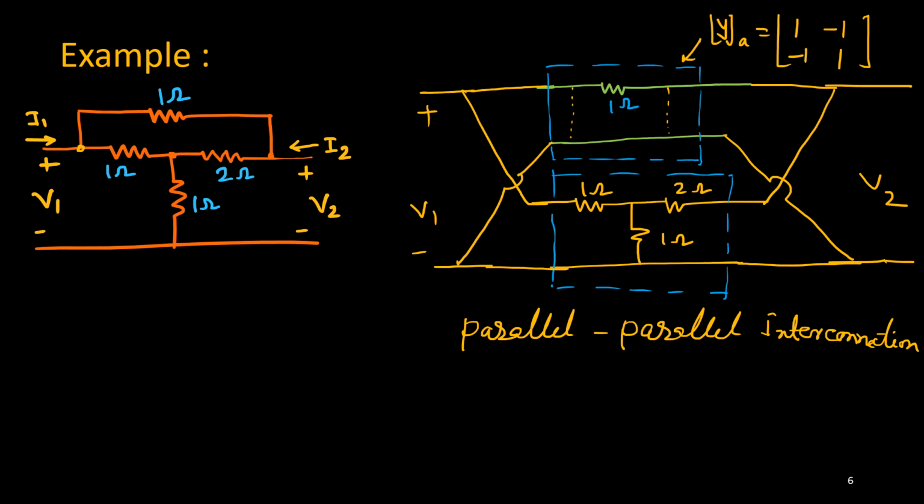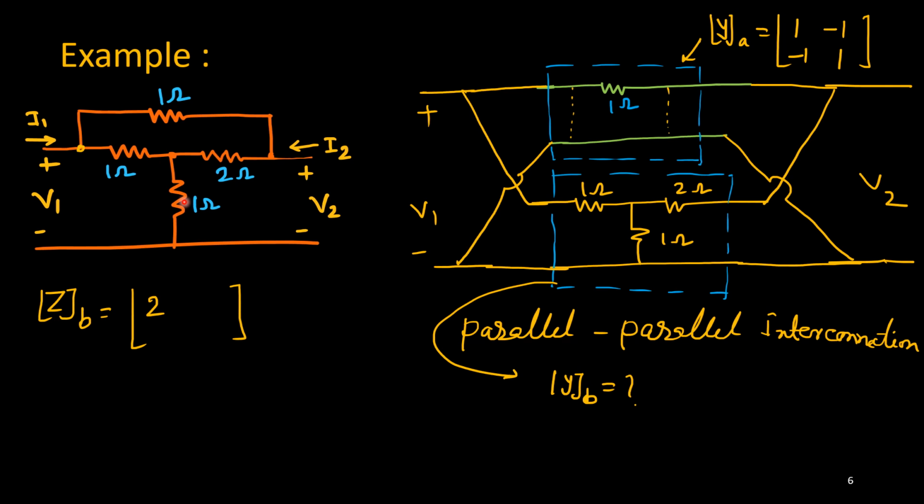For this YB, how to calculate YB? For that, first we can go for ZB. For T network, Z parameter is defined. Easily we can define Z parameters. ZB will be simply impedance parameters: 1 plus 1 is 2 here. So this is 1 plus 1 is 2, and 1 is the middle. It's 1, it's 1, and this is 1 plus 2, 1 plus 2 is 3.